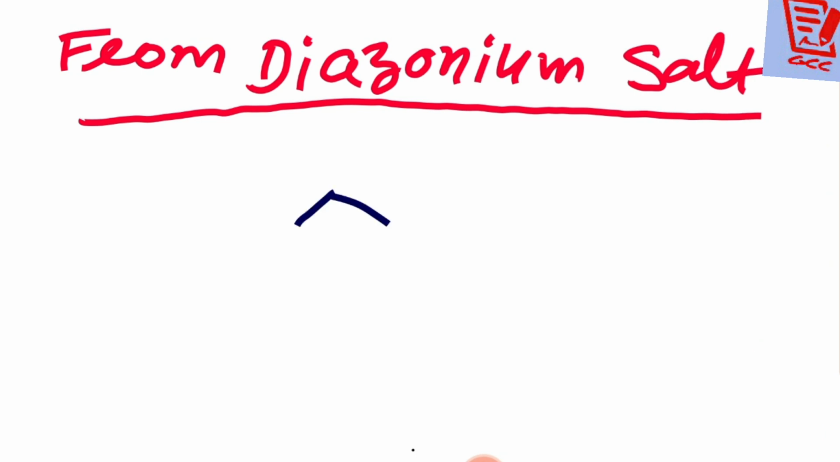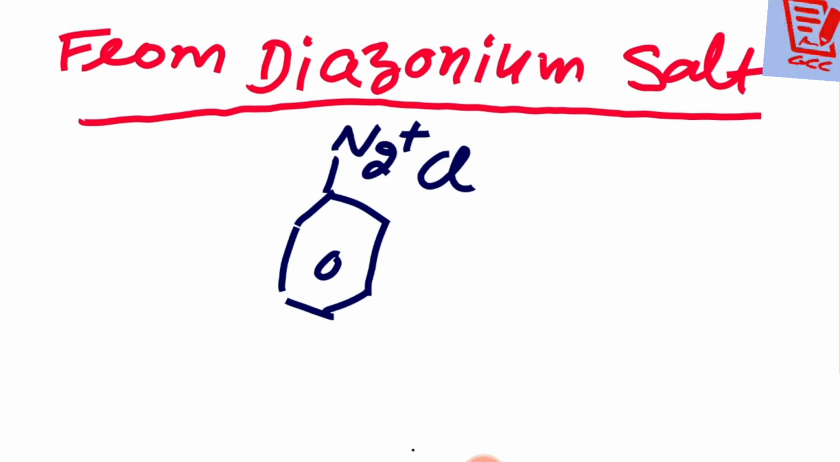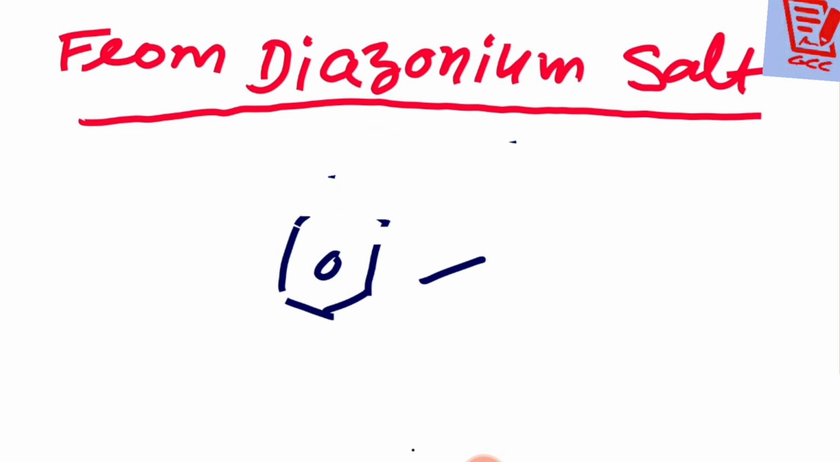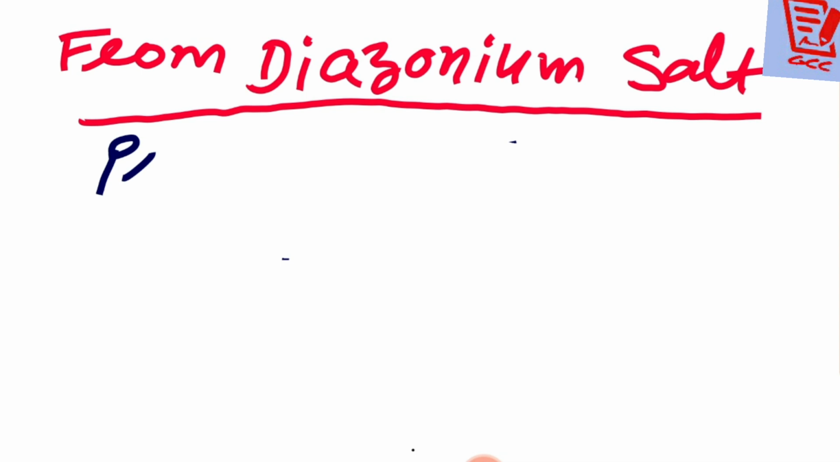Usually when we are writing, see, this is the benzene, over the benzene N2 positive and Cl negative is here. This is called diazonium salt or benzene diazonium chloride. So students, before doing this reaction, we have to first do the preparation of this diazonium salt. First of all, we are going to do the preparation of diazonium salt. You just see, all of you, the preparation of this diazonium salt.